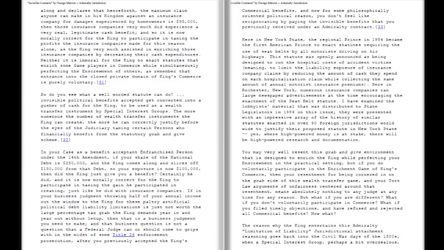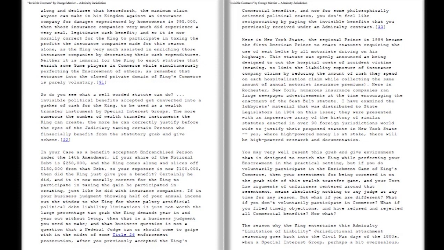33. Here in New York State, the regional prince in 1984 became the first American prince to enact statutes requiring the use of seatbelts by all motorists driving on his highways. This statute was openly announced as being designed to cut the hospital costs of accident victims, meaning to limit the liability exposure of insurance company claims by reducing the amount of cash they spend on each hospitalization claim while collecting the same amount of annual motorist insurance premiums.